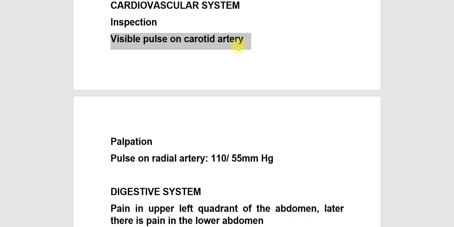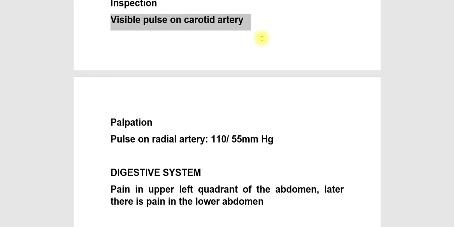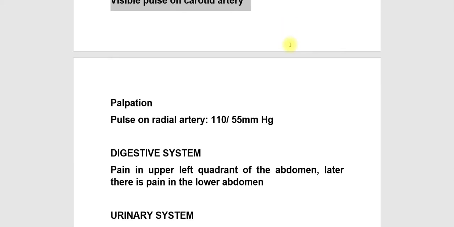Visible pulse on carotid artery. Okay, that's a very significant symptom. Maybe it will be developed. It might be related to shifts caused by chronic obstructive pulmonary disease. Maybe we'll see that later.